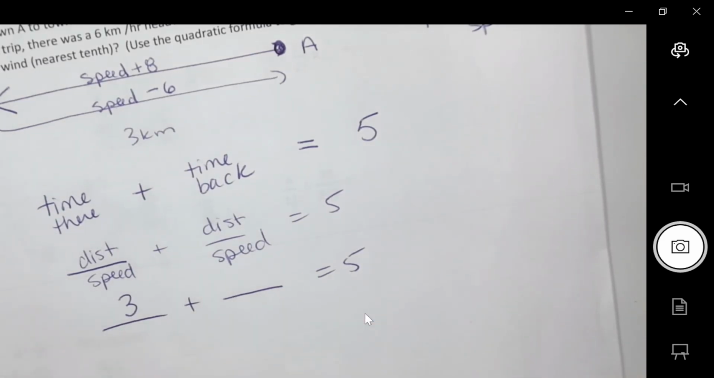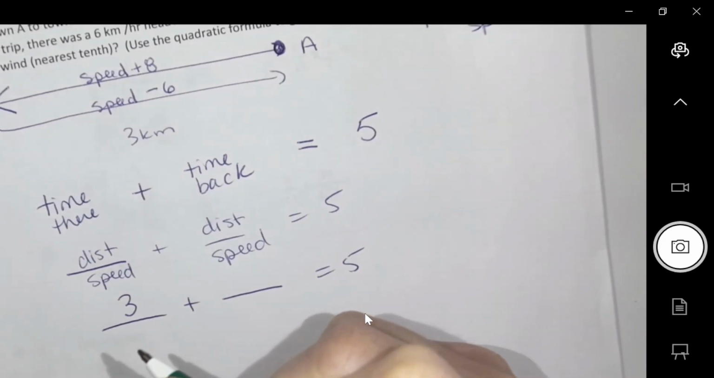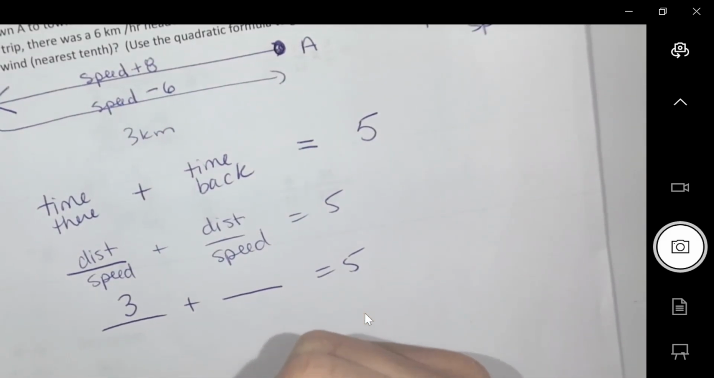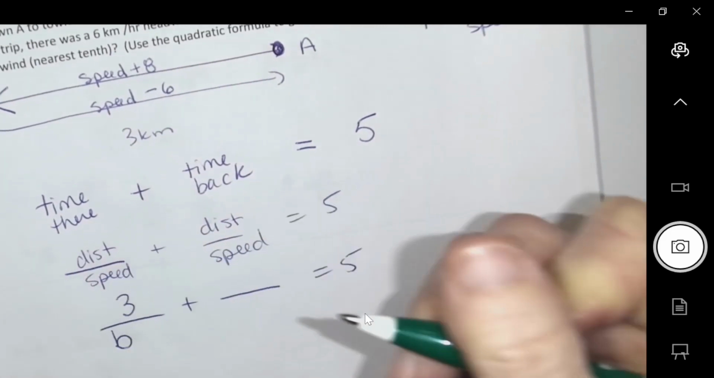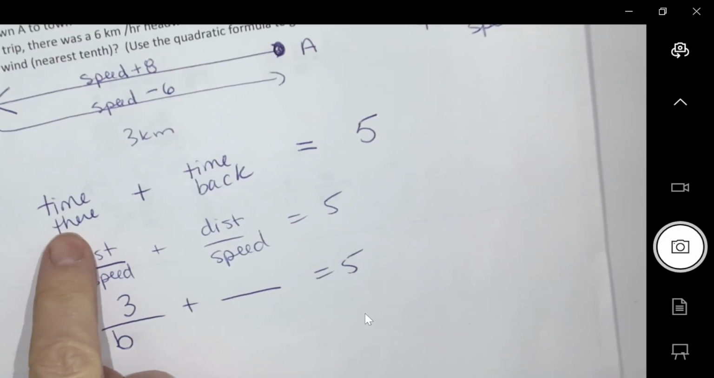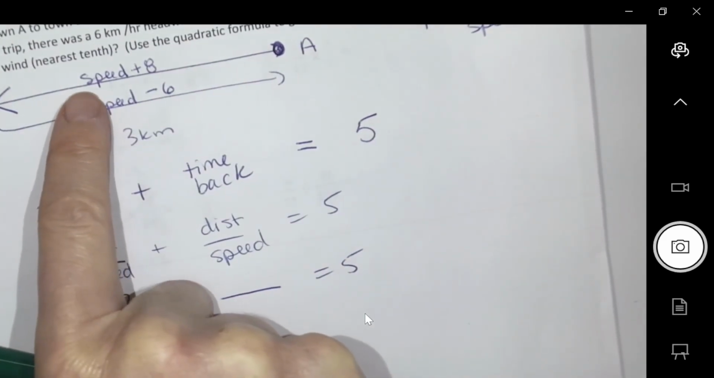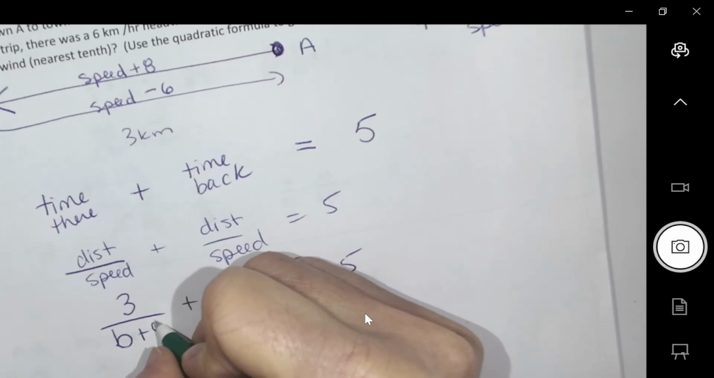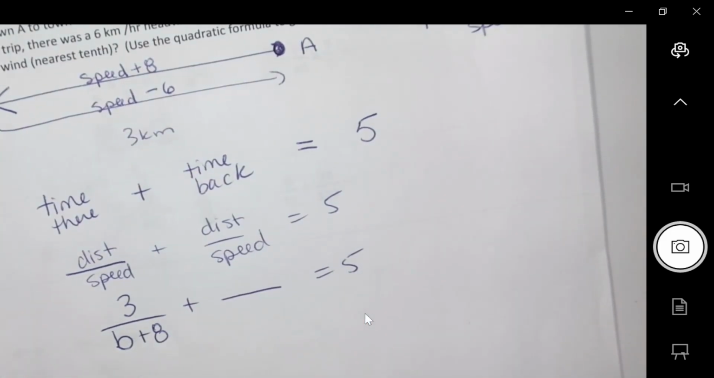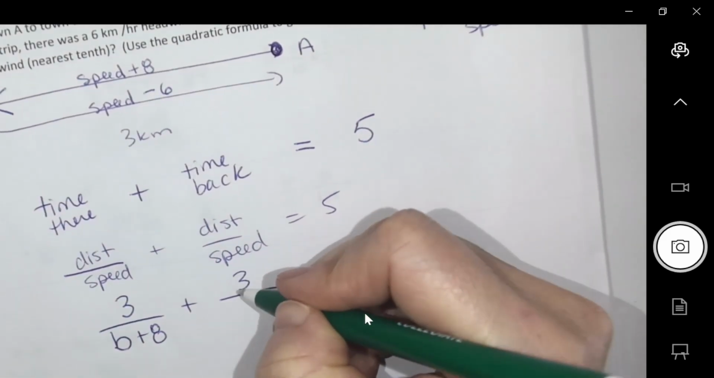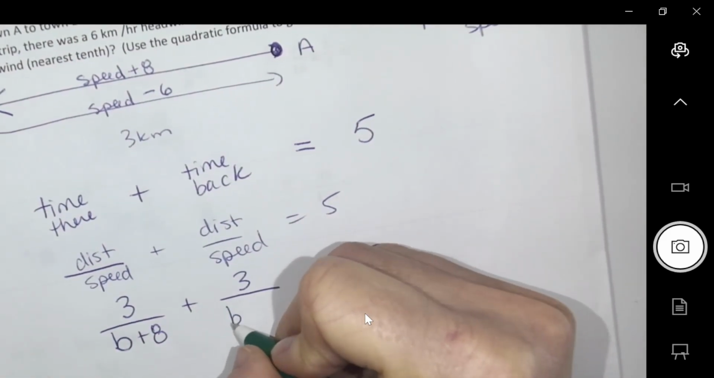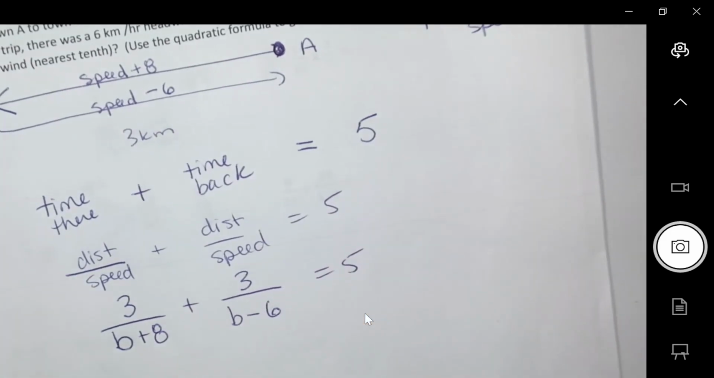Hopefully my B's don't look like 6s. You can use X. You can use whatever letter you want. Any letter? Yeah, I'm going to do a B. The speed of the bike, this is on the way there. We already labeled it. On the way there, it was the bike plus 8. On the way back, the distance was 3, and then the speed of my bike, subtract 6.